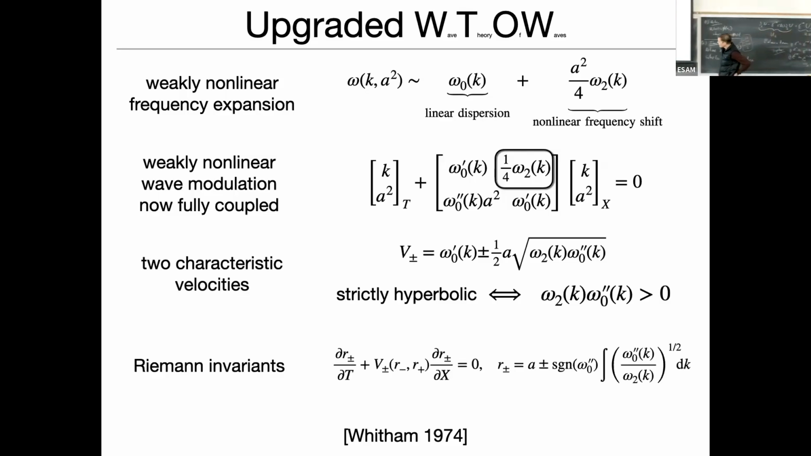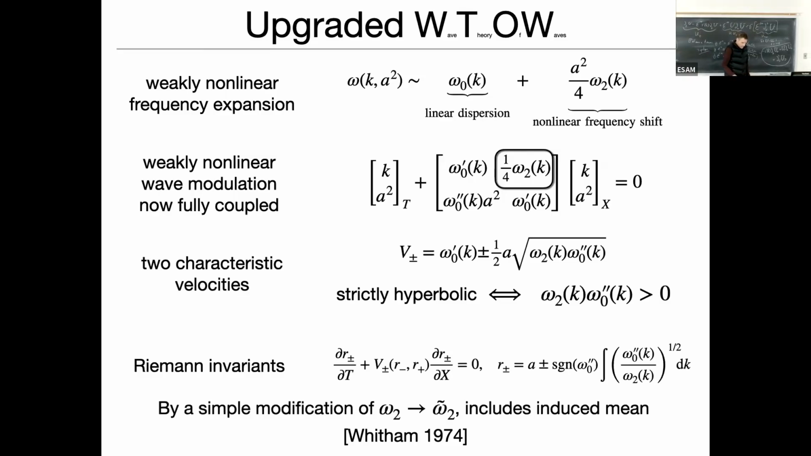Okay. Now, this is a 2x2 quasi-linear system that can be diagonalized, in terms of Riemann invariants. So we have the amplitude here, and then we have this integral you can do for your given physical system, an integral over K. Okay, and this Riemann invariant structure turns out to be important for some further things I'll talk about. Okay, and you can upgrade this further by allowing for what's known as an induced mean. And all it does is it changes this omega 2. Okay, so you get an omega 2 tilde. Okay, let's do a quick application of this theory.